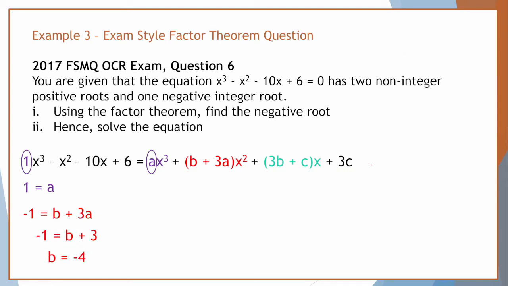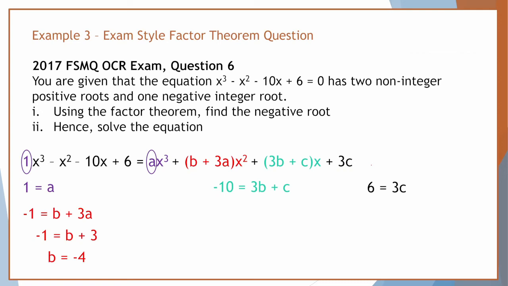Now to work out c, there's two methods you can do. If you look on the left hand side, in front of the x, you've got negative 10. And on the right hand side, you've got 3b plus c. So we can work it out this way. But you've also got, on the left hand side, that 6, and on the right hand side, you've got the 3c. So you can compare the constant terms too. So we'll do it both ways just to prove that you can use either one to get your value of c. So negative 10 equals 3b plus c.